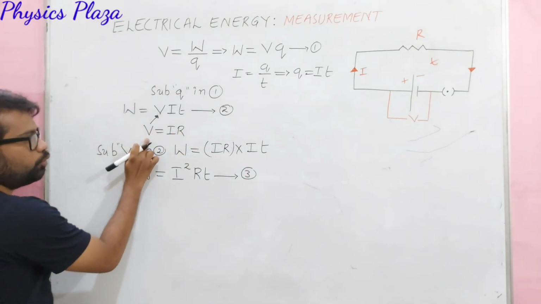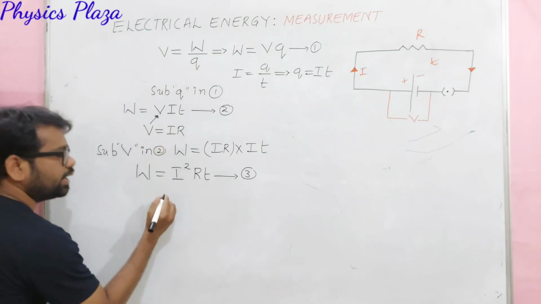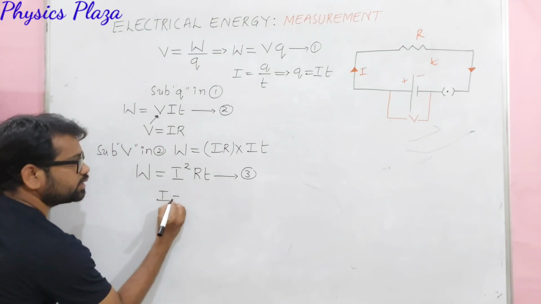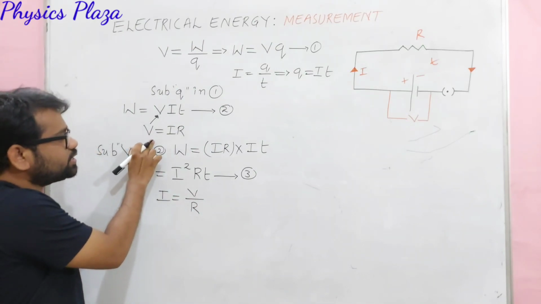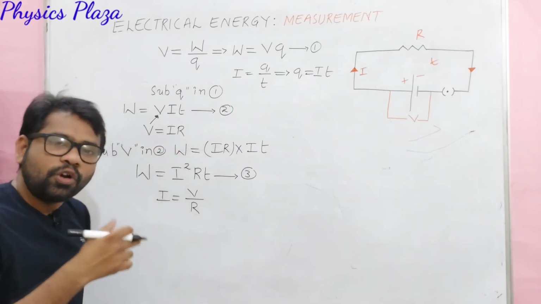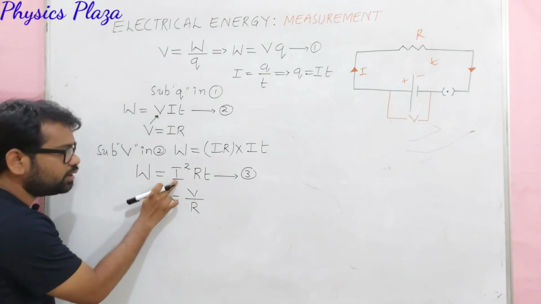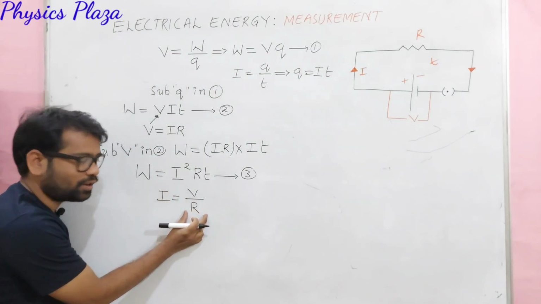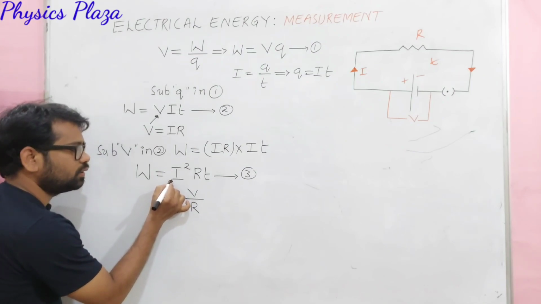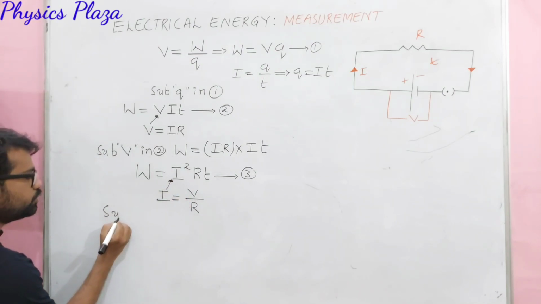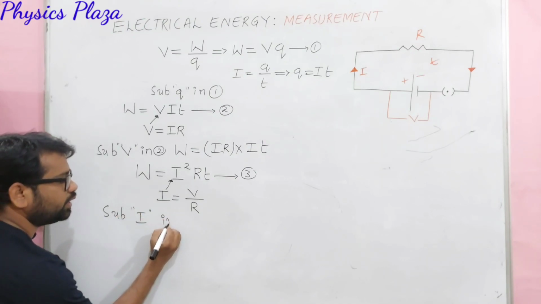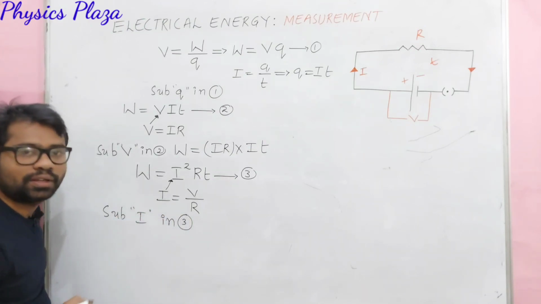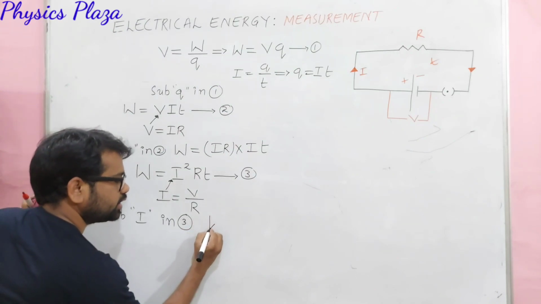But children, from Ohm's law, V is equal to IR. Can we write it like this, I is equal to V by R? Of course, we can write I is equal to V by R. Now, in the place of I, we are going to substitute V by R. Let us write here, substitute I value in the third equation.